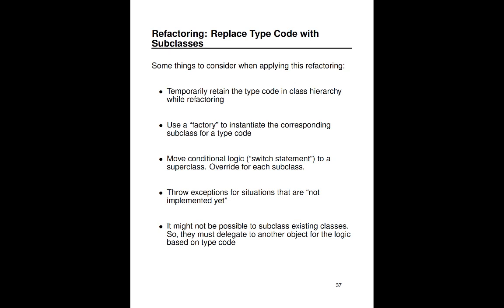Conditional logic that is in switch statements can be moved to a superclass, and then as you're refactoring, you can override that method that has the conditional logic with the appropriate behavior for each subclass. As you're evolving your code to apply this refactoring, you can use exceptions that basically convey that it's not implemented yet to smoke out any places that need additional implementation or consideration. In some situations, it isn't possible or practical to subclass existing classes. Using a delegate object to perform some of the logic may be appropriate.